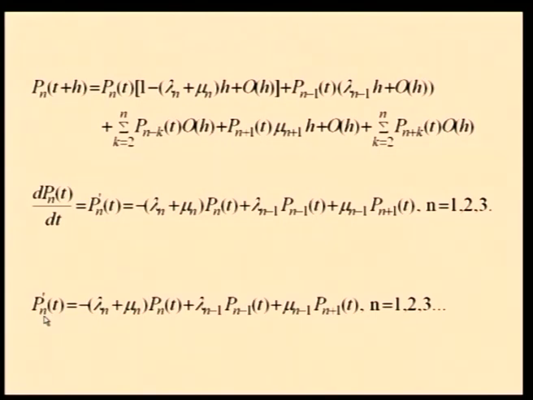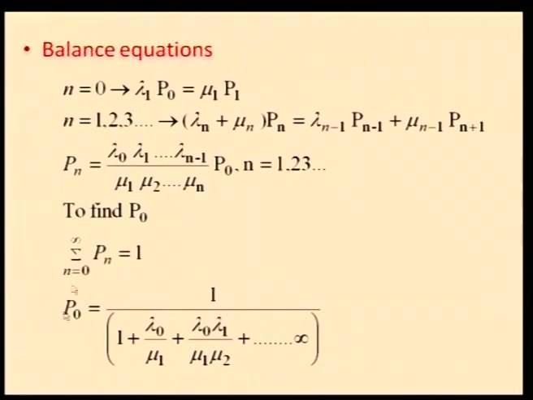So, what happens to the general case equation P n dash t? Here we allow again t tending to infinity on both sides of this equation. We have the left hand side to be 0, and the right hand side we have minus of lambda n plus mu n into P n, and similarly lambda n minus 1 into P n minus 1, and then mu n plus 1 P n plus 1, in the case when n equal to 1, 2, 3 and so on.